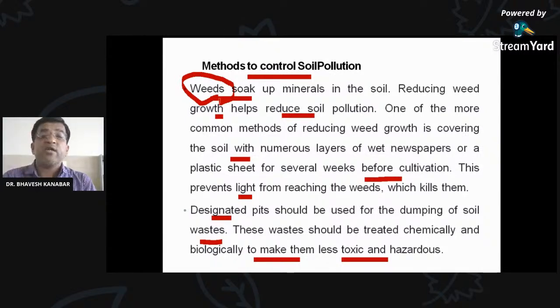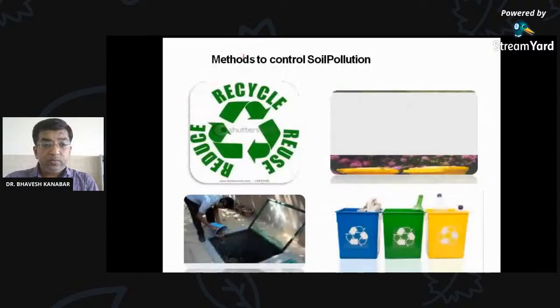This can take up the minerals from the soil, and it does not allow the crop to grow. So these are the weeds. So again, this is the symbol: reduce, recycle, and reuse. Reduce, reuse, recycle, you can also say.